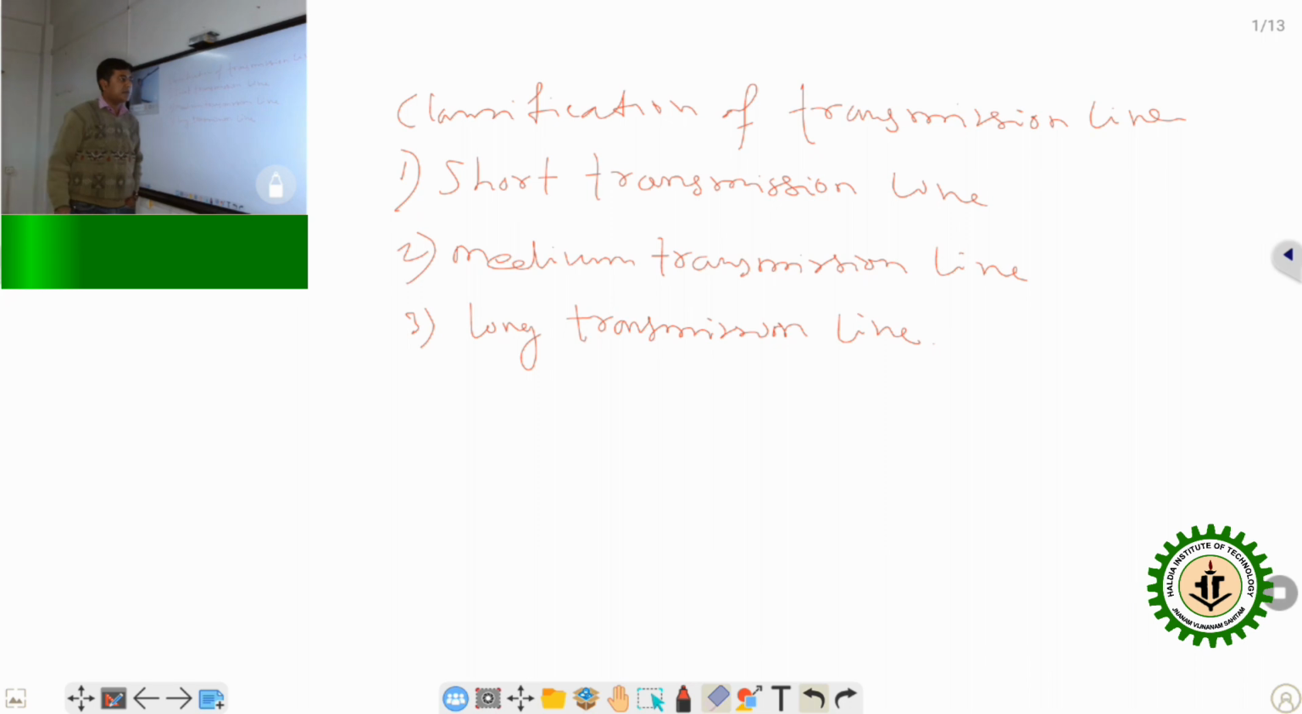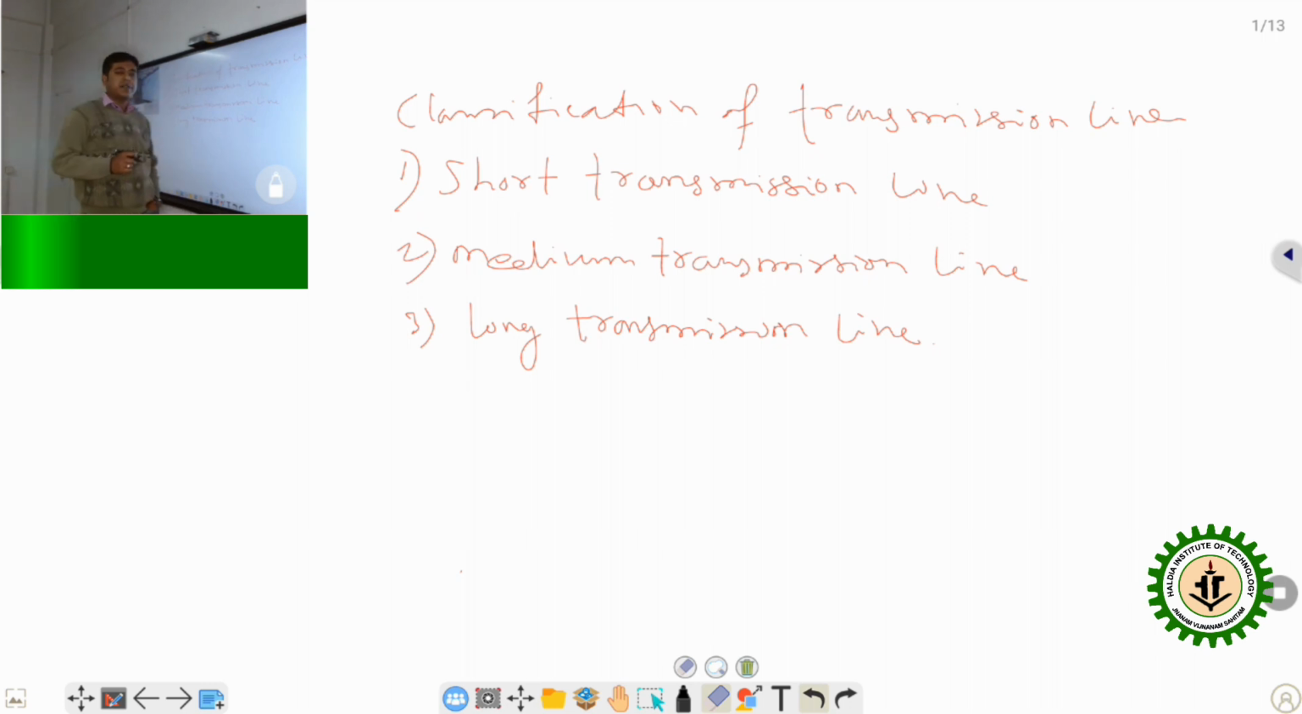The short transmission line's length is very small and voltage is also very small. Based on this, as three parameters are there: resistance, inductance, and capacitance, here we consider the capacitance as a lumped parameter. Only consider the line has some resistance and inductance.